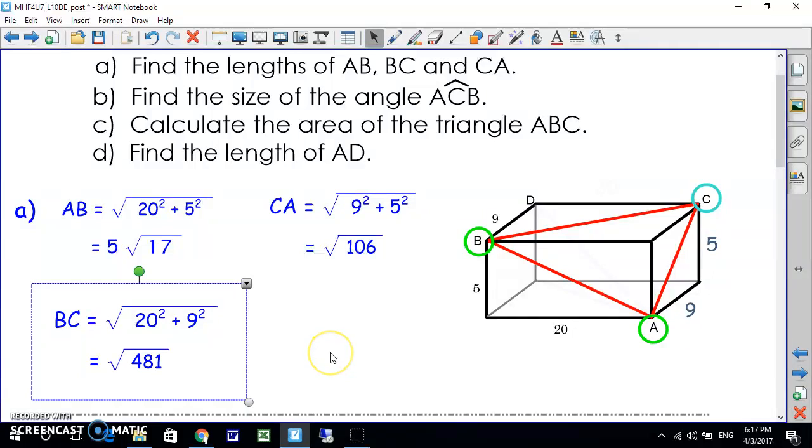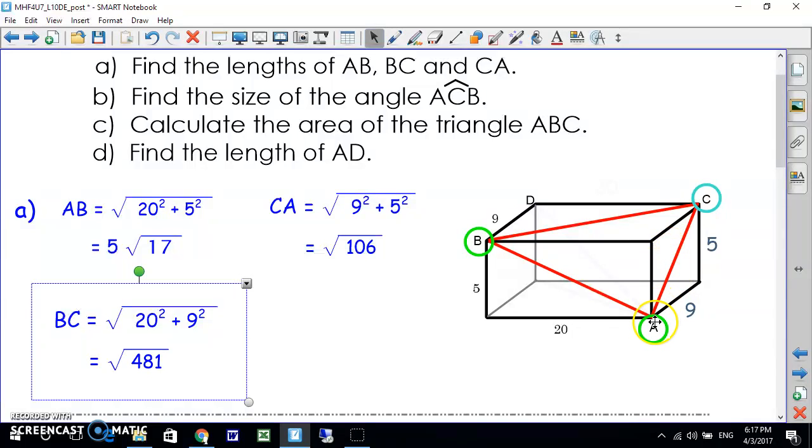Part B of this example asks you to calculate the size of the angle ACB. If you follow the diagram, ACB is right here. The turquoise color, this angle, is what we're looking for. And you can see that this red triangle is kind of floating in midair.